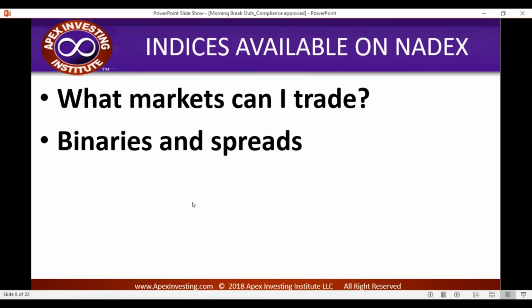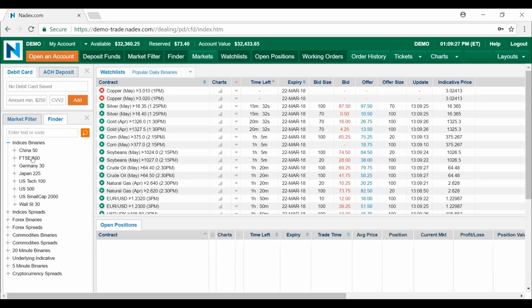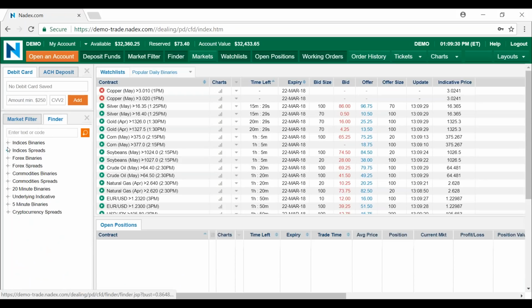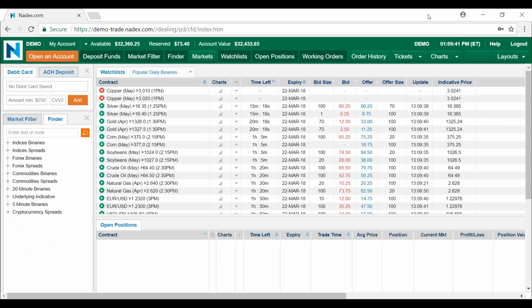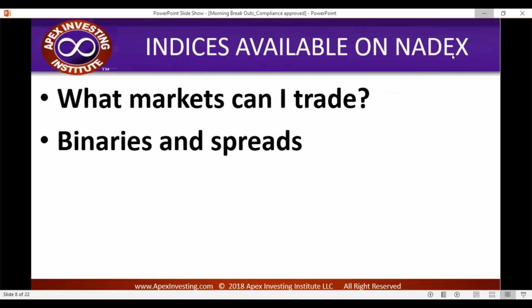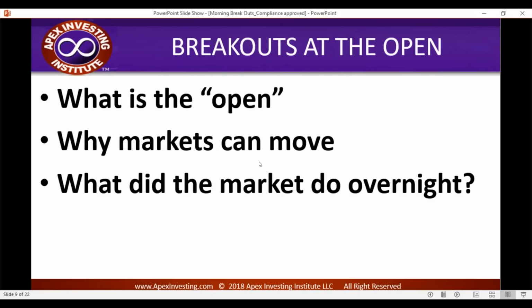And so you've got not just binaries, but spreads as well on all those markets. We've got the indice binaries, and here we've got the indice spreads on most of those same markets. So whether you're trading binaries or spreads or both, you do have options available to you there, with multiple expirations, multiple different contracts to choose from, and different ways to trade, different instruments to trade the opens and breakouts and the strategy that I'm going to show you here today.